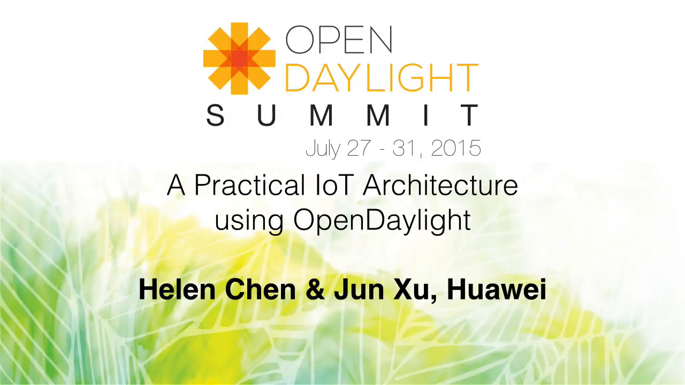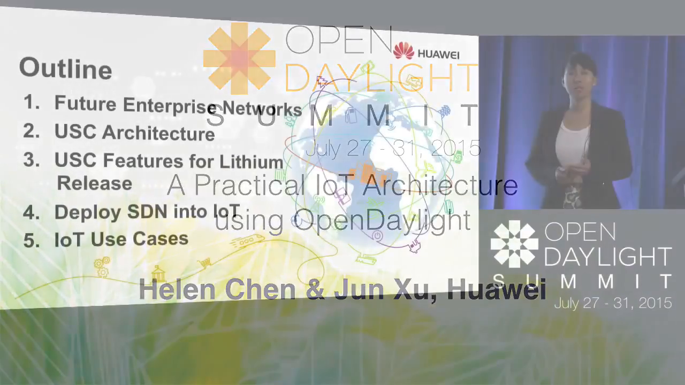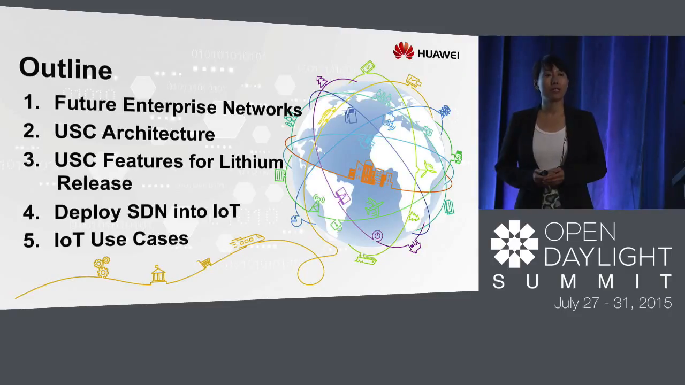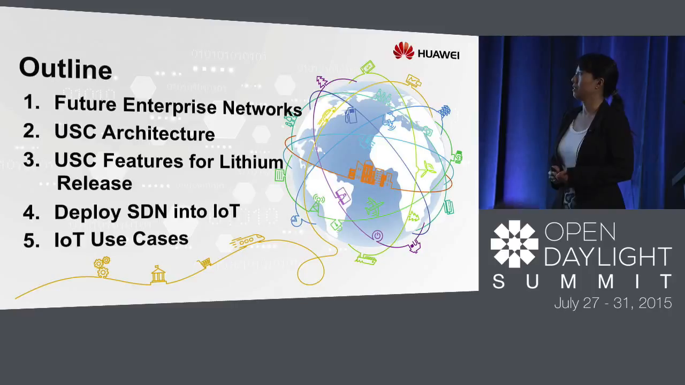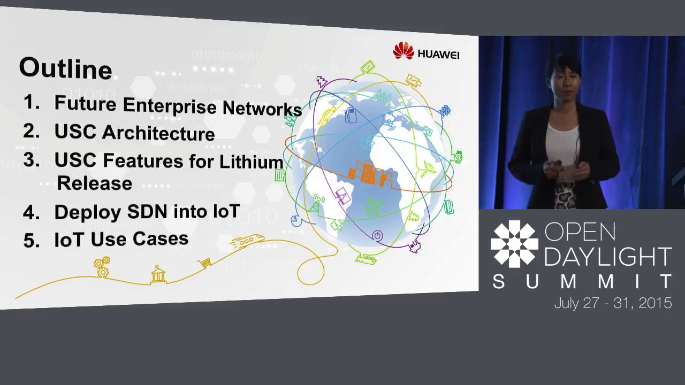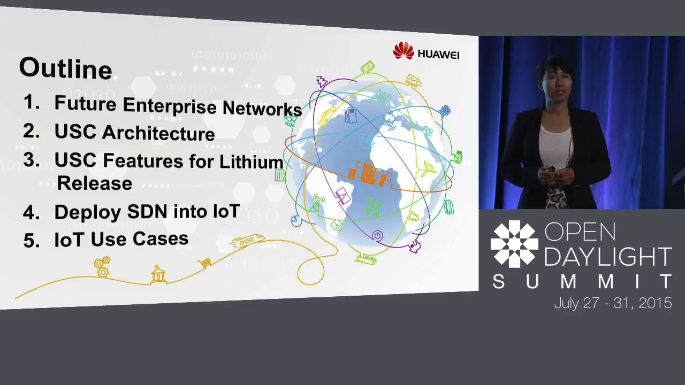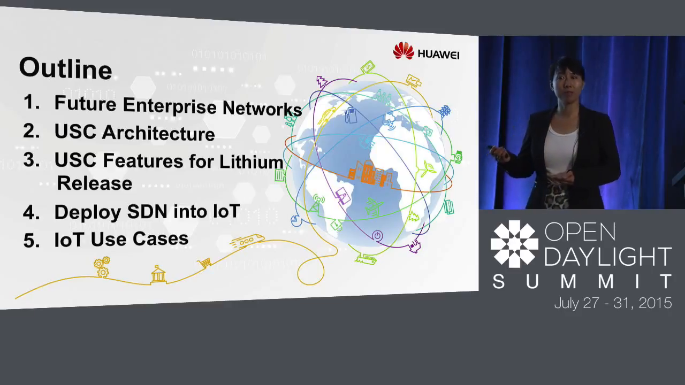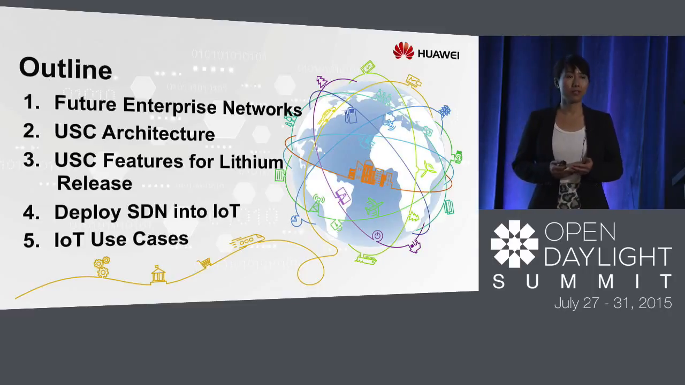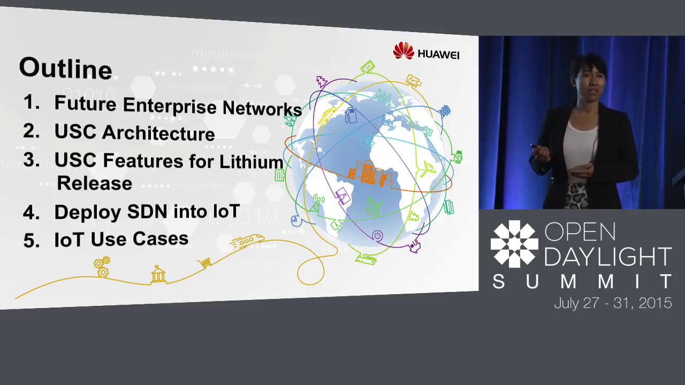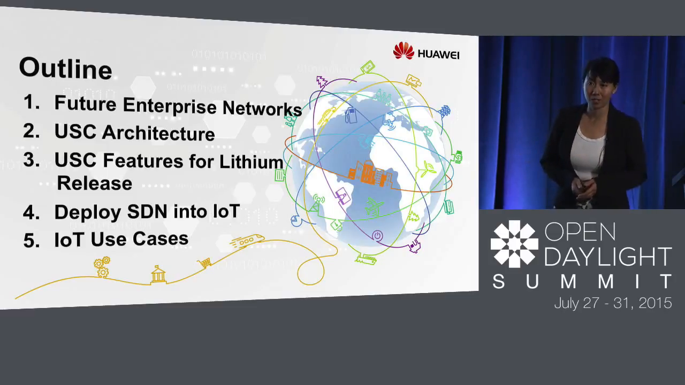And the future enterprise, how it looks like. And then we'll go through a little bit of technical details on the USC architecture and a couple of very important technical points for that. We will also go through the features for the Lithium release. So when you download the Lithium release of OpenDaylight, what kind of features you could get from Unified Secure Channel. And then after that, we'll go through the IoT and the real use cases in the industry, leveraging the SDN and the USC. And then we open it for questions. So let's begin.